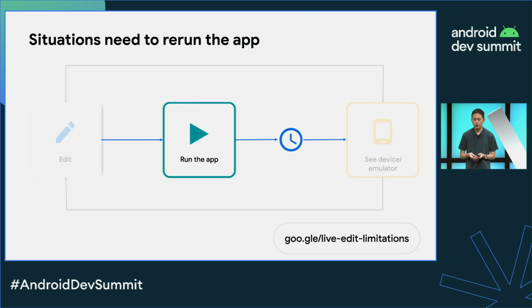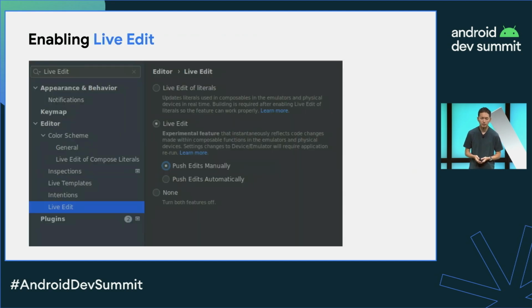Note that in some situations, you still need to rerun the app, even if you are using Live Edit. For example, when you run the app for the first time, or when you add or delete a method. At the moment, Live Edit is an opt-in feature. You can enable it by going to Settings, Editor, then Live Edit. In Android Studio Flamingo, Live Edit will be enabled by default in manual mode, where the developer needs to trigger an update.